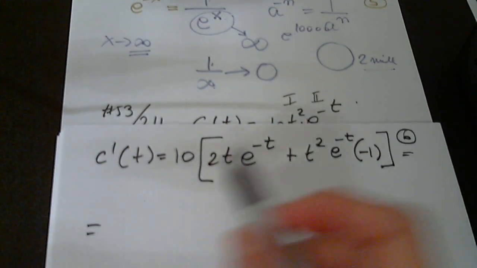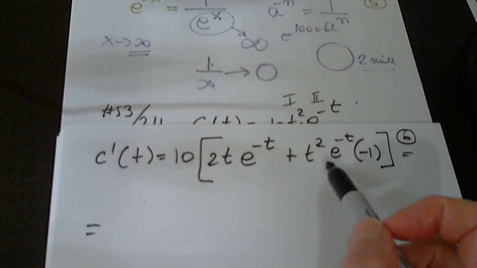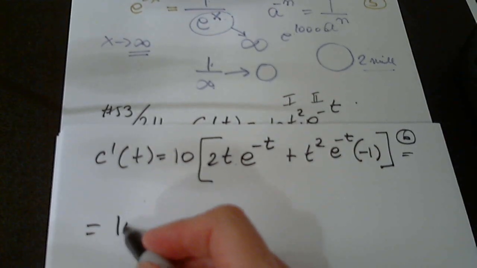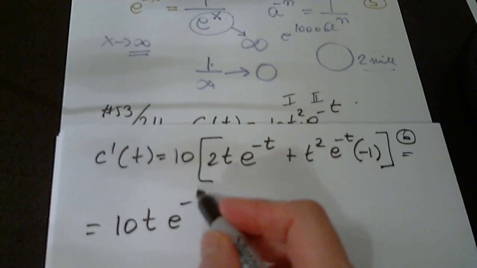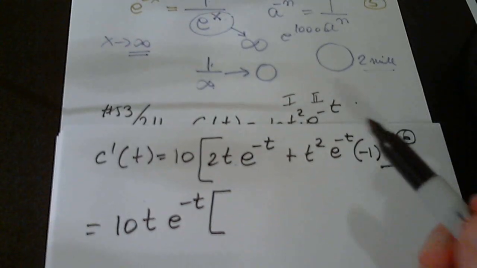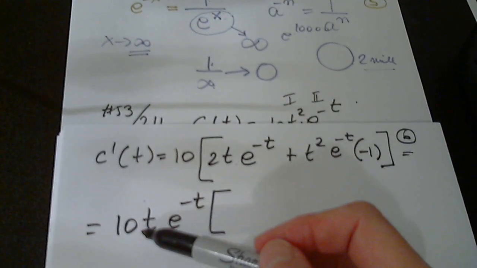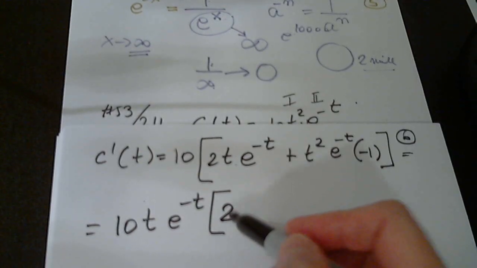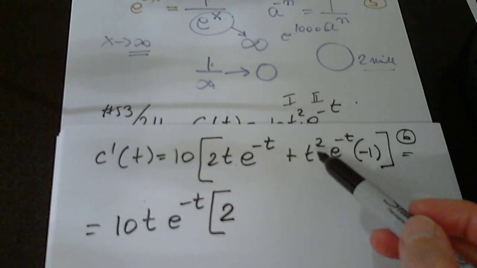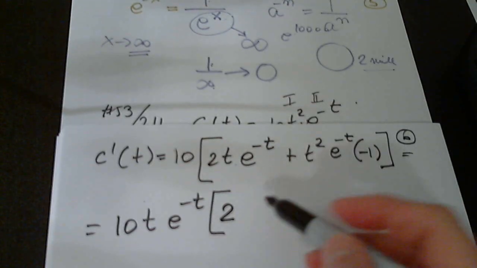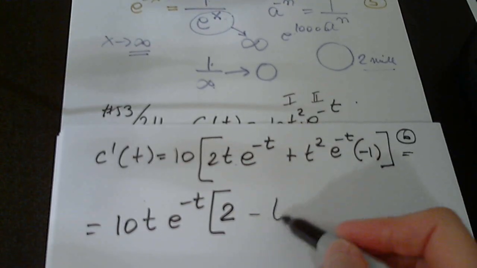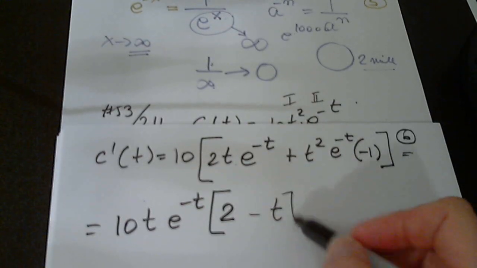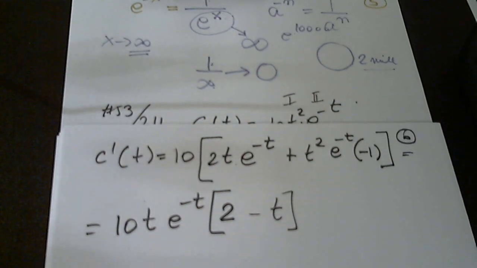Okay? I will factor out e to negative t and one of the t's, 1t. 10t e to negative t. So we took a t out. We took the e to negative t, so there is a 2 left inside. We took out a t, so it's minus. There is a t left, and e to negative t is out. So this is c prime of t.